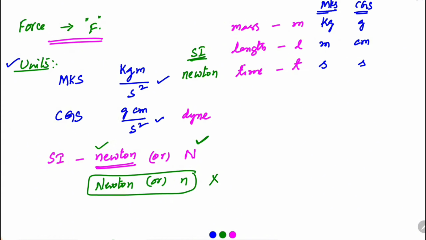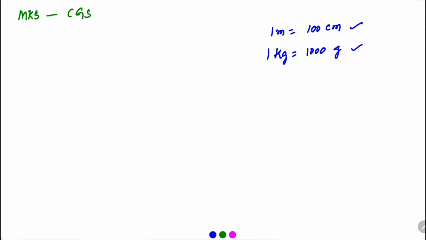Clear? Now let's discuss the conversion of units from the MKS system to the CGS system. Like 1 meter is equal to 100 centimeters, you might have learnt, right? 1 kilogram is equal to 1000 grams, isn't it? This you learnt in your class 6 and 7. Similarly, here also we are going to convert the unit of force from MKS unit to CGS unit.